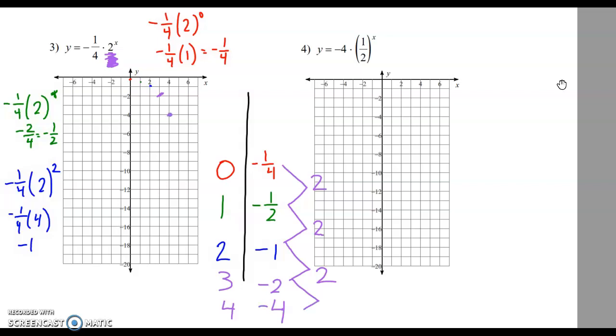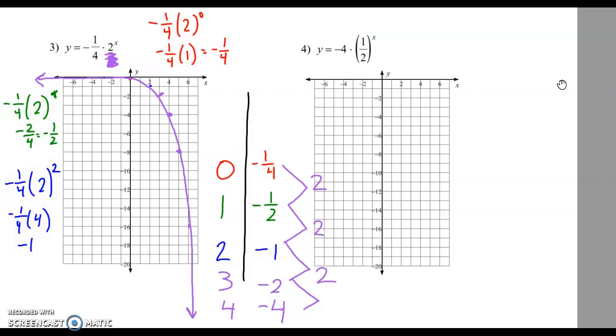After negative 4 times 2, I'd be at negative 8. After negative 8 times 2, I'd be at negative 16. So you can see here, the right side is going down like crazy, right? It goes down by 1, then 2, then 4, then 8, then 16. So that amount keeps getting bigger, which means heading the other way, it's approaching 0, but it's never going to get there.